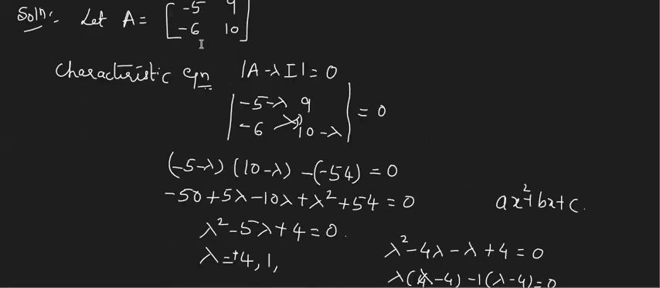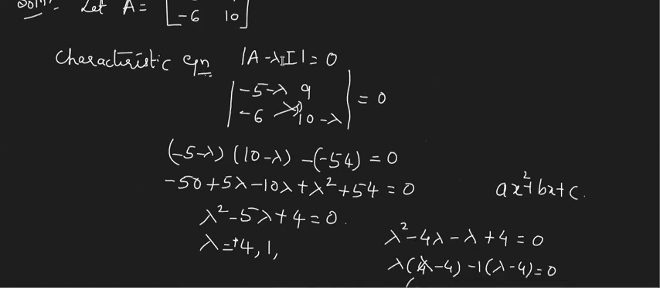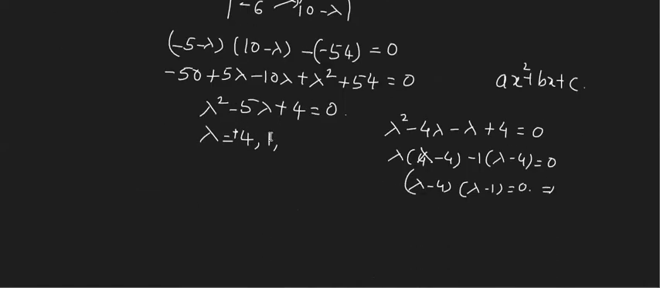If you just add the diagonal elements, the sum is the same. If you add the eigenvalues also, both should match. This is how you can even verify it. Now, what are these called? 4 and 1 are the eigenvalues. Okay, now let us see how to find eigenvectors.